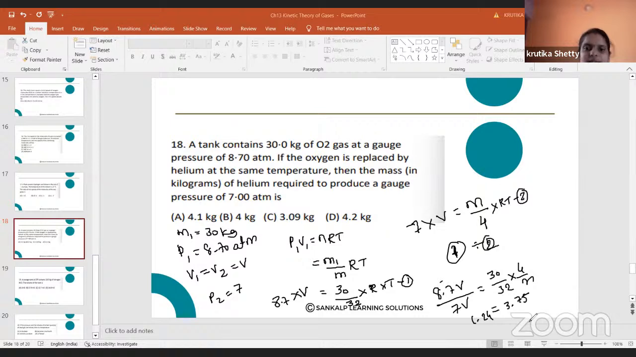It is option C, 3.09. Anybody is getting the answer? Option C, 3.75 divided by 1.24. Yes? Okay. I hope the solution is clear to you. Let us go for the next question.